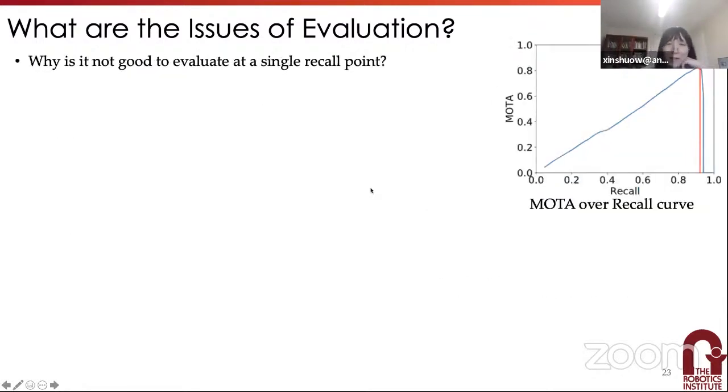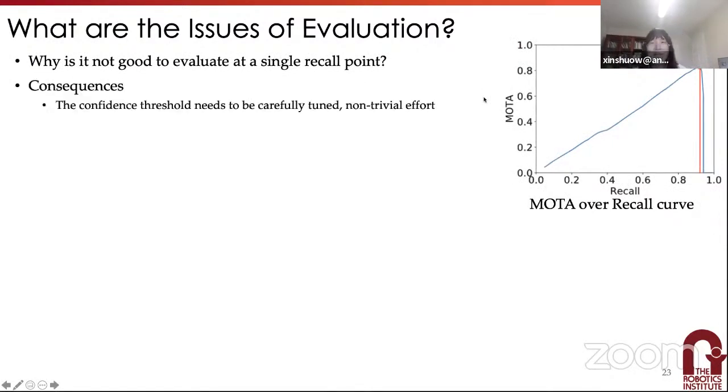So why is it not good to evaluate at a single recall point as the MOTA performance? There could be many consequences. The first consequence is that the confidence threshold needs to be carefully tuned. For example, if we look at this figure again, we have to find the best confidence threshold by running experiments, probably on the validation dataset. And also, different detectors will give different detection results that have different characteristics over confidence. So if we want to change the detector for our MOT system, that means we have to retune the confidence threshold.